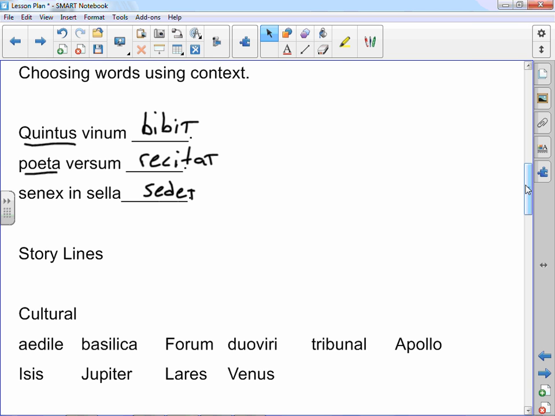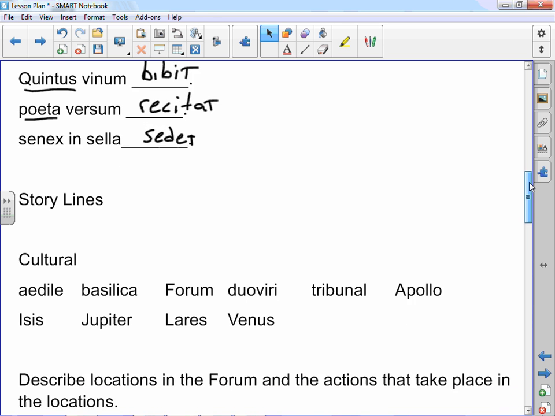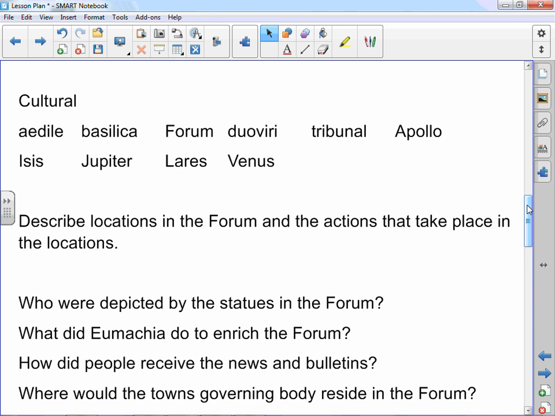Storylines. I'm not going to go over all these storylines that we've had, but make sure you go through those stories and remember what happens in each of those stories. Cultural words that you need to be aware of are here: ideal, basilica, forum, duoviri, tribunal, Apollo, Isis, Jupiter, Lares, and Venus.